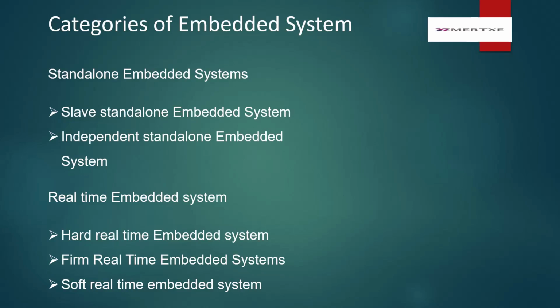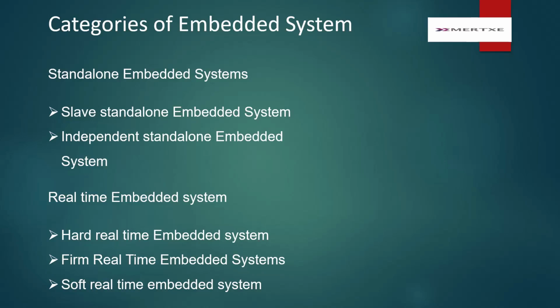Real-time embedded systems: in these systems, response time is very critical. For example, air navigation systems come under real-time embedded systems. In hard real-time embedded systems, the deadline is very strictly followed. Airbags come under the examples of hard real-time embedded systems.